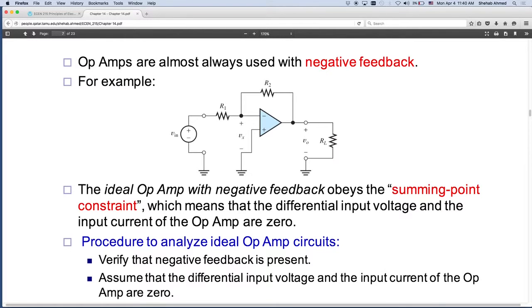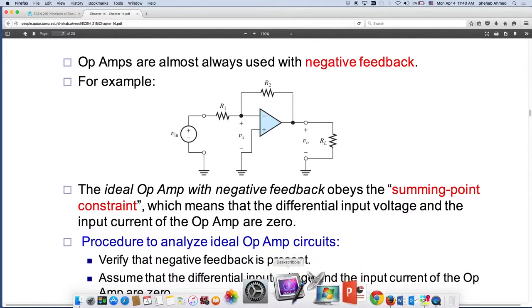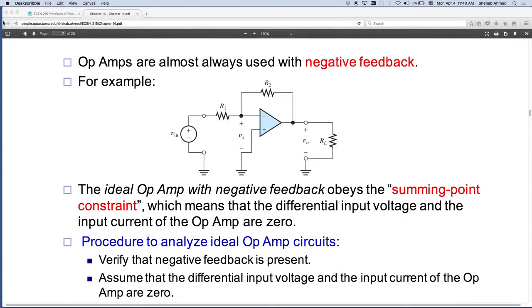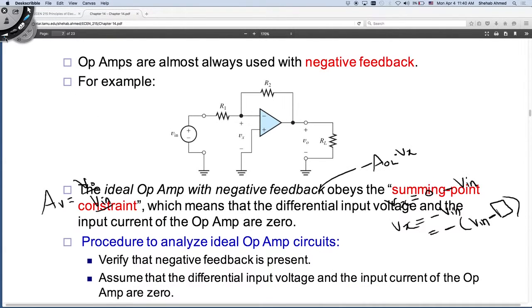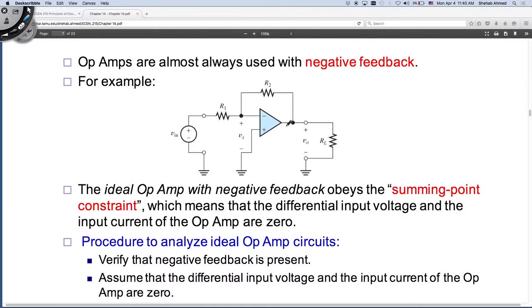It also implies what? Yes, sir. There will be current in the feedback resistor, sure, yes. There will be current in this resistor. And we will see how to calculate the current in this resistor. So I will show you how to calculate.